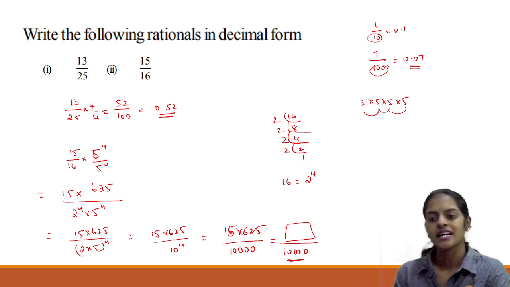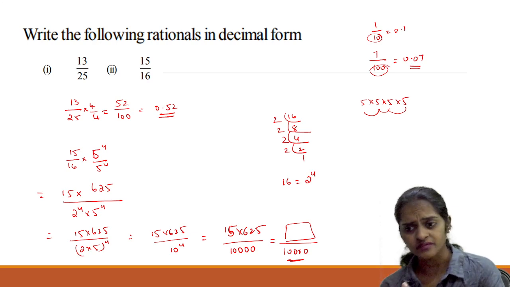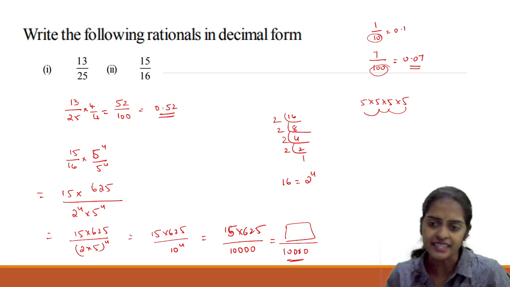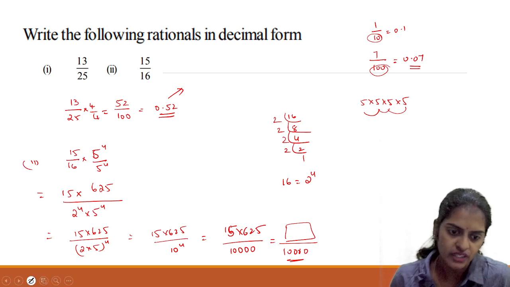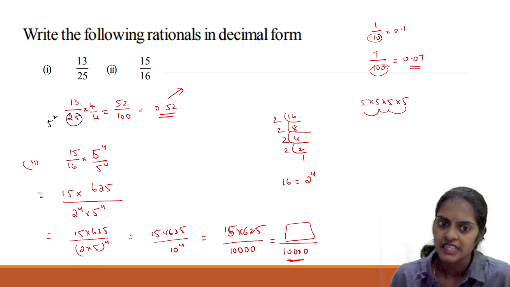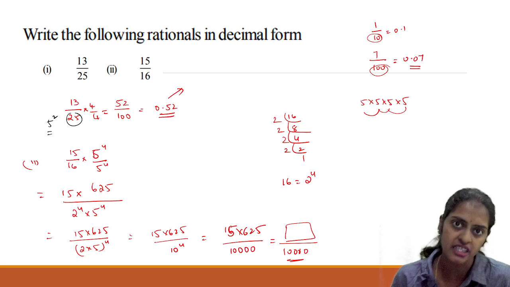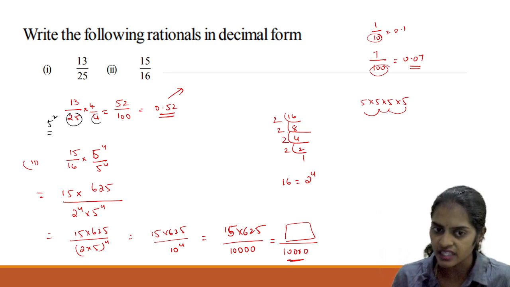So what did I do now? When I was able to directly write, I wrote it directly. If you want this also in the same second method, I will tell you. This was the second problem, no? How did we do that? See here, 25 I could simply write as 5 square. So 5 square is there. Who is missing? 2 square. 2 with the same power I should take. Here I have 5 square, so here I should take 2 square.